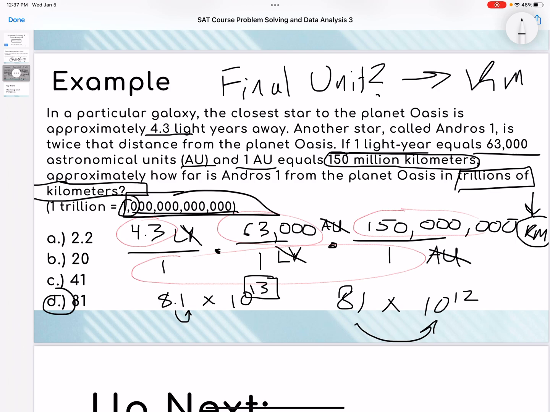And that's how we used our different conversion factors. We got from 4.3 light years to 63,000 AU times that, and then times the 150 million kilometers that are in each AU, and we reached our final answer.